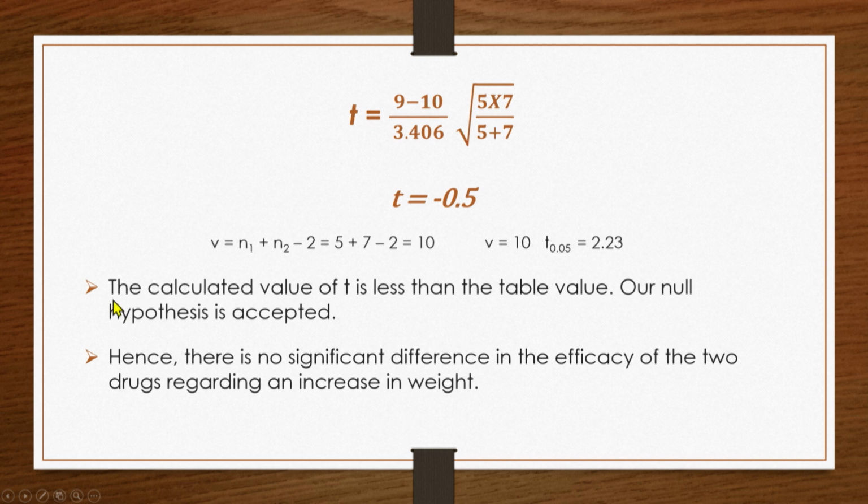Here the inference is drawn like this: the calculated value of t is less than the table value, hence our null hypothesis is accepted. Here there is no significant difference in the efficacy of the two drugs regarding increase in weight in the particular study we consider in our example.